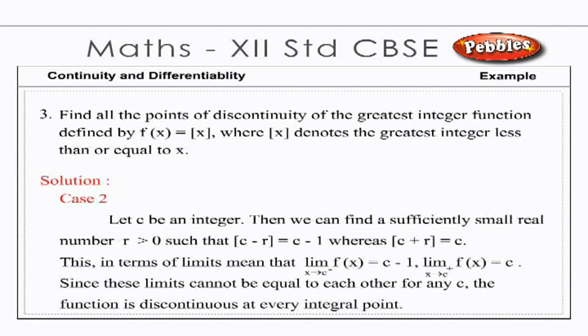Case 2. Let c be an integer. Then we can find a sufficiently small real number r greater than 0 such that [c - r] = c - 1 whereas [c + r] = c. This in terms of limits means that the limit as x tends to c from the left of f(x) equals c - 1, and the limit as x tends to c from the right of f(x) equals c. Since these limits cannot be equal to each other for any c, the function is discontinuous at every integral point.